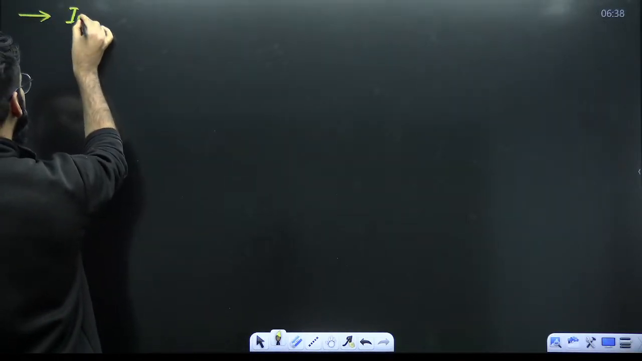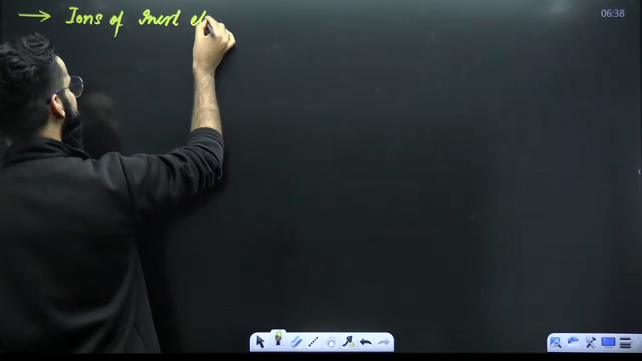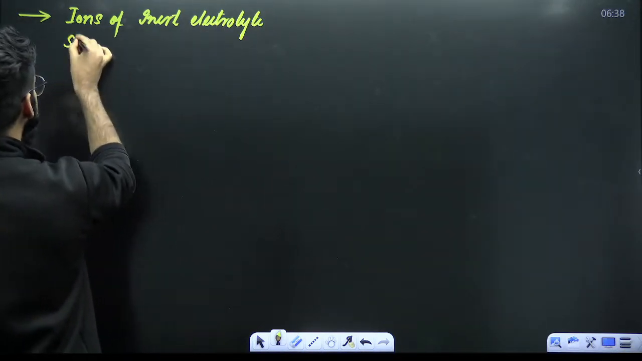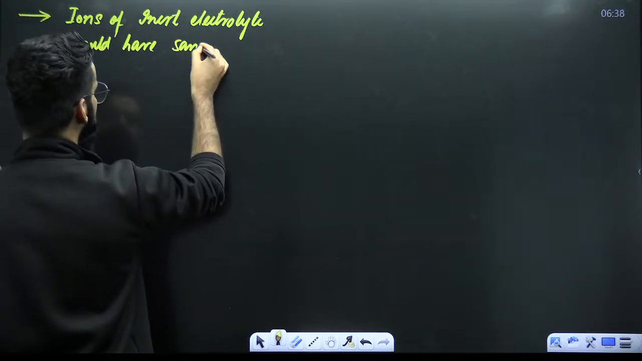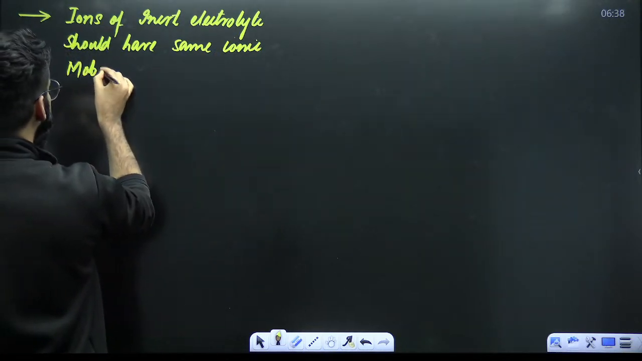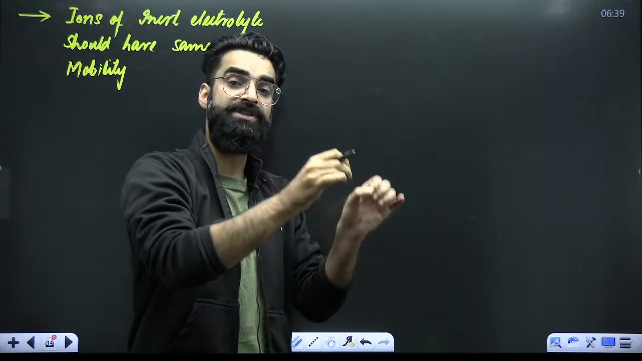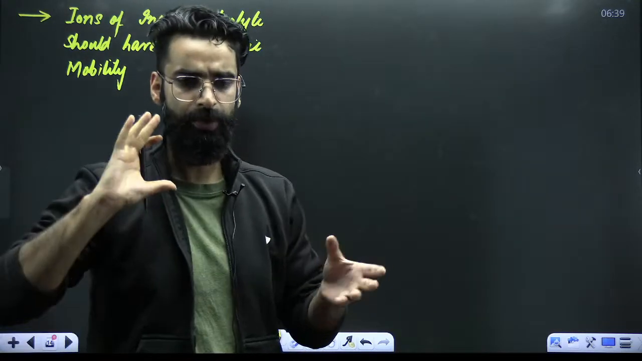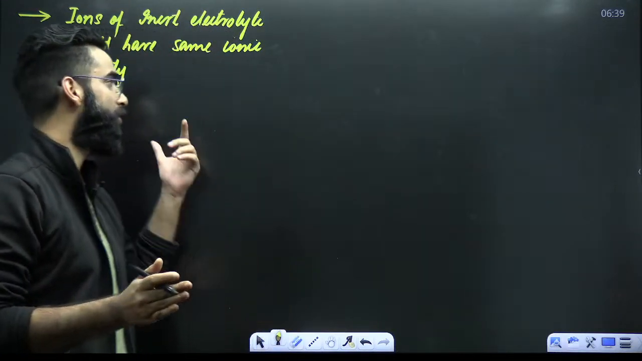Number one. The ions of the inert electrolyte should have the same ionic mobility. This is point number one. The speed with which K+ enters into the solution, with the same speed SO4 2- enters into the other solution. So the cation and anion of the inert electrolyte should move with the same speeds. They should have the same ionic mobility.